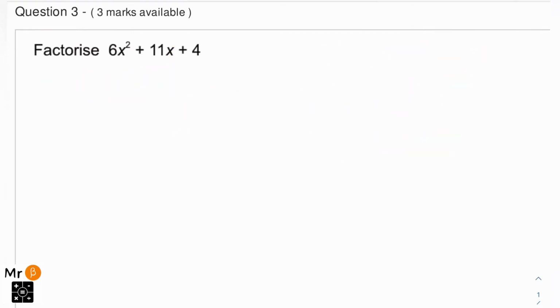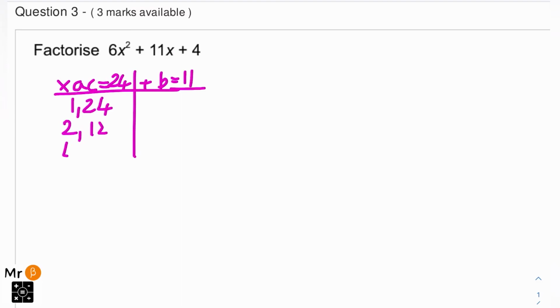Question 3, again, is very similar. We're timesing to make a c, which in this case is 6 times 4, which is 24, and we're adding to make the b, which is 11. Again, we write down our factor pairs of 24. Again, you'll notice that only one of these pairs works.